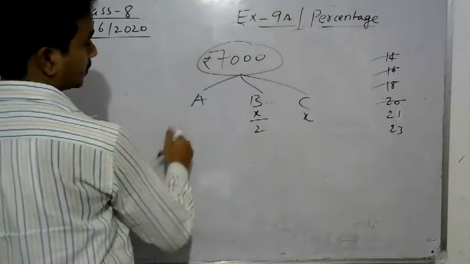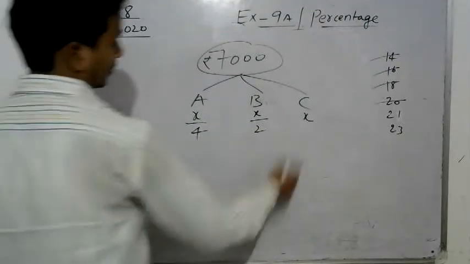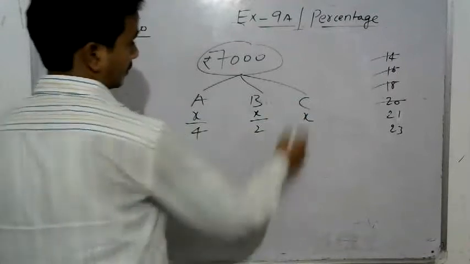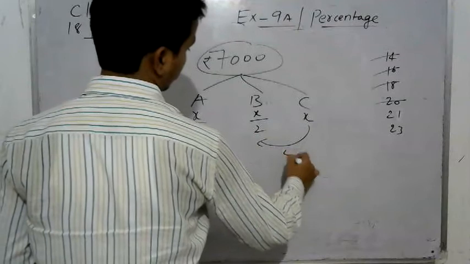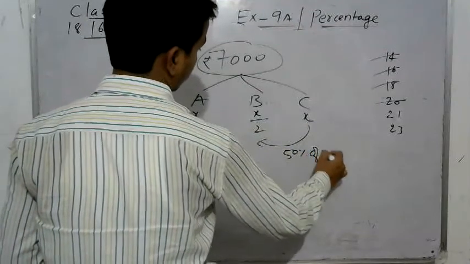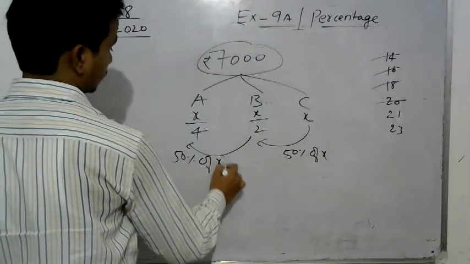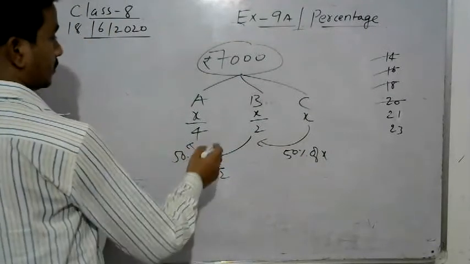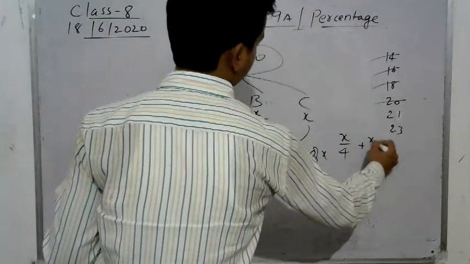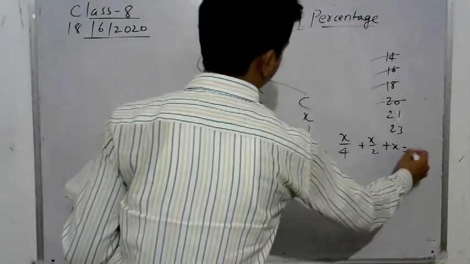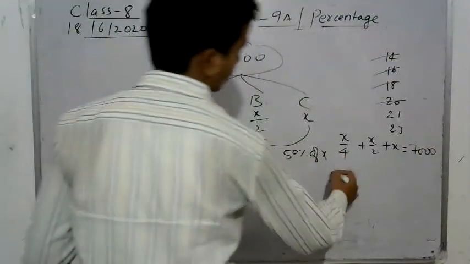A gets 50% of what B gets, which means half. So A will get x by 4. Okay. So B will get 50% of x and A will get 50% of x by 2. Okay. Now the sum of this total according to the question, x by 4 plus x by 2 plus x will be equal to 7,000. Okay. Now you can solve this equation.